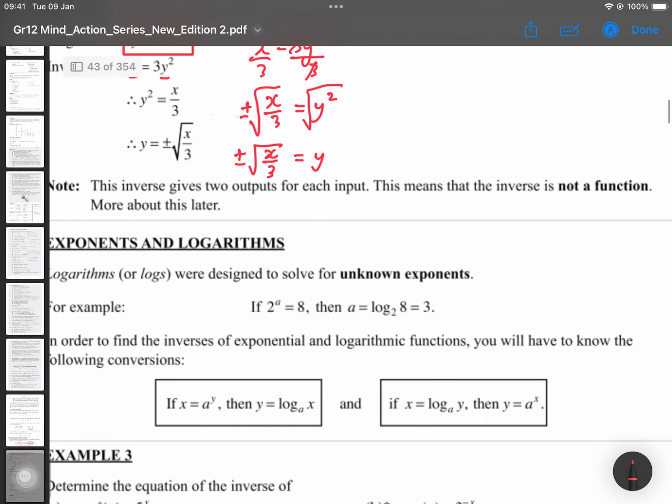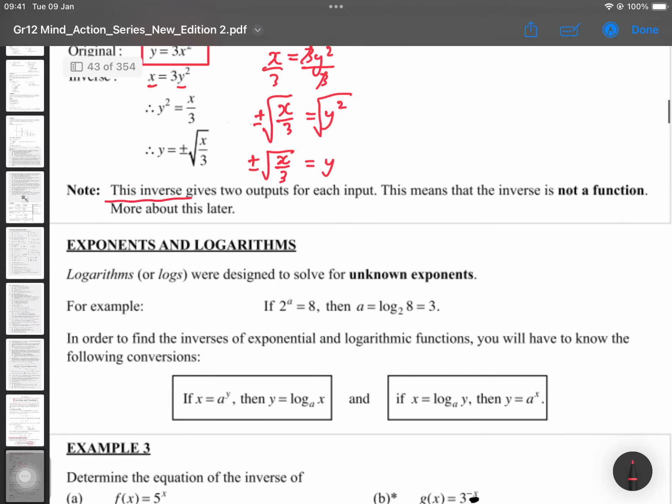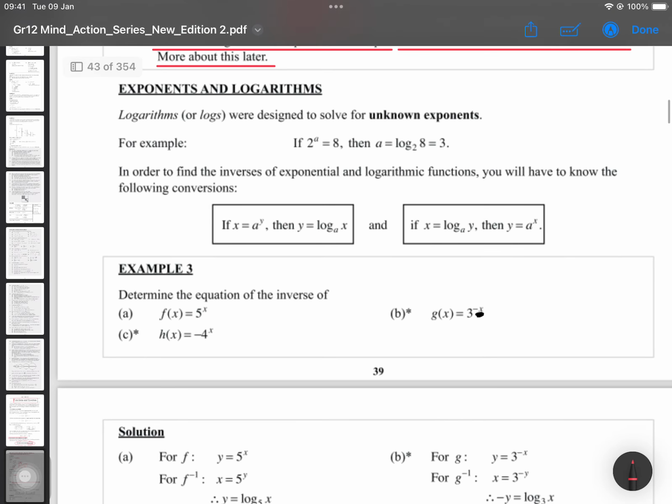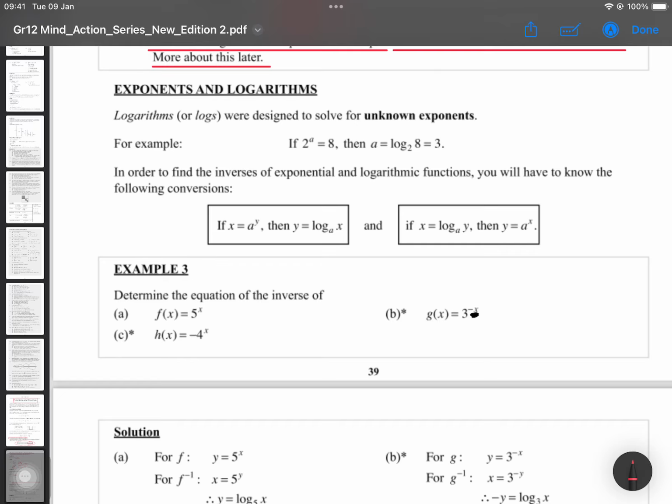In this case, note that the inverse gives two outputs for each input. This means that the inverse is not a function. More about this later. Okay, now let's get to exponential functions and logs.